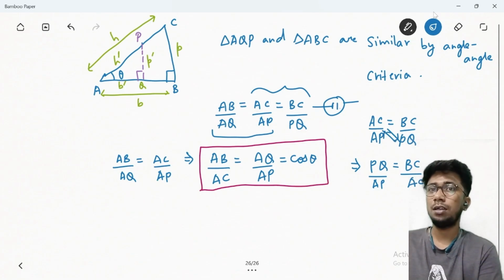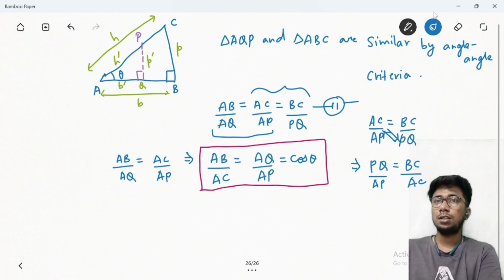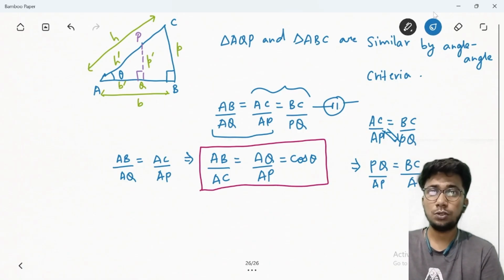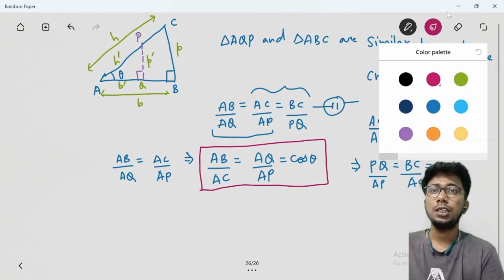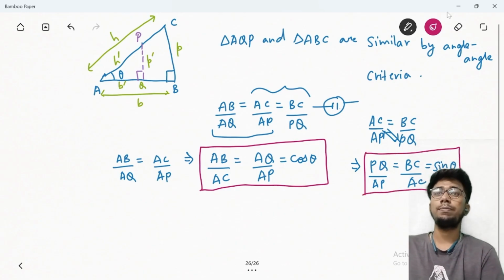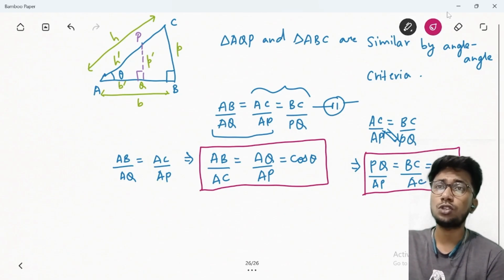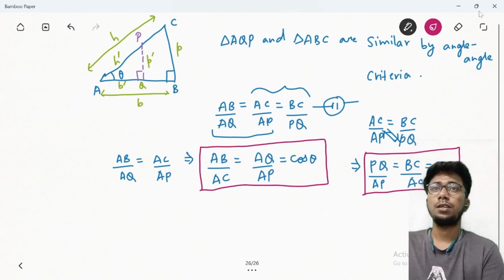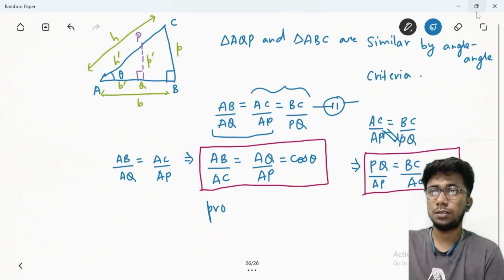Now in triangle ABC, what is this BC upon AC? It's nothing but perpendicular upon hypotenuse, that is sin theta. And similarly, in triangle AQP, this PQ upon AP is nothing but sin theta, that is P dash upon H dash. So ये भी हमारा sin theta की इक्वल रहने वाला है. That means sin theta की वैल्यू भी सेम होगी and it does not depend on the size of the triangle. And similarly, we can prove for other trigonometric ratios as well, just by taking different combinations of these three fractions. All right. So this result was proved.